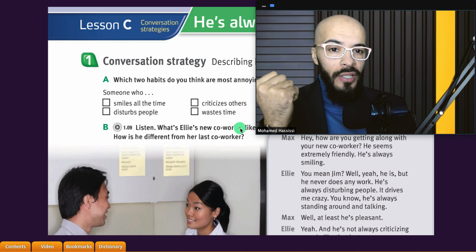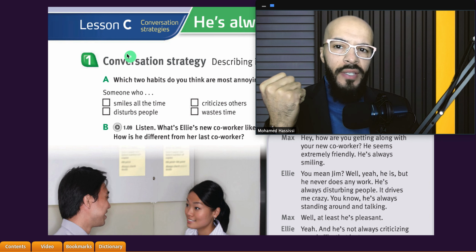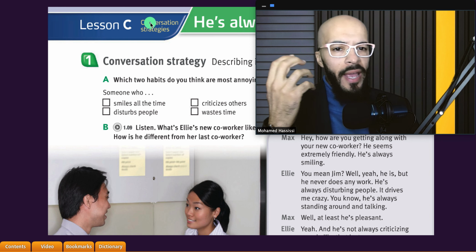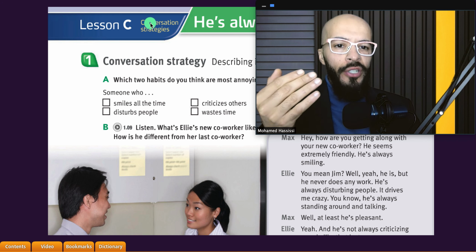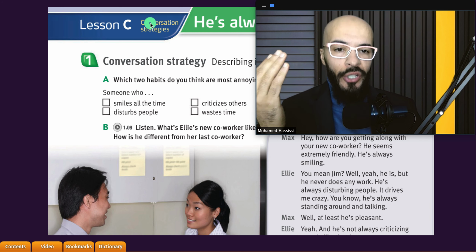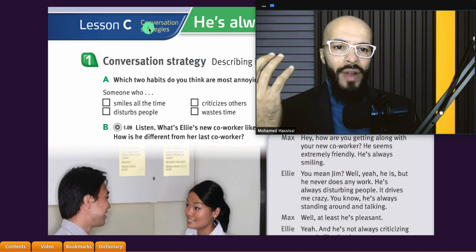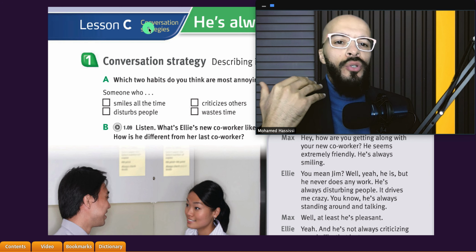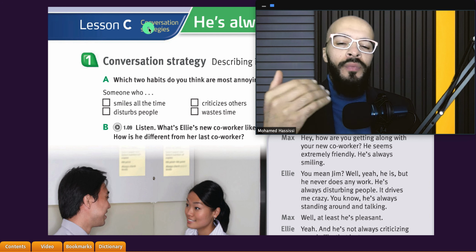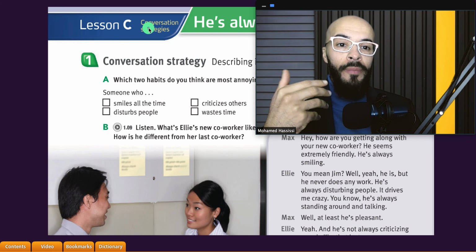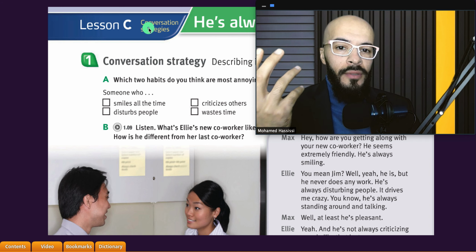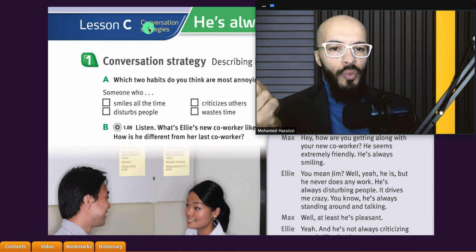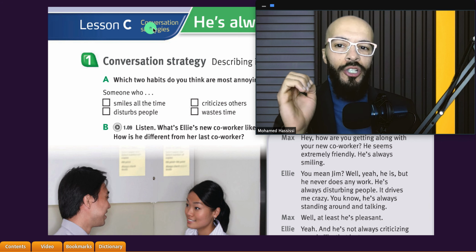And Lesson C, the third lesson, is a conversation strategy. And again, this is something that you will see every unit. The third lesson of every unit is what we call a conversation strategy. It's always a new way to make your conversations better in English. It's one way that you learn to make the way you talk better, or to make it easier for you to express what you want in conversation.